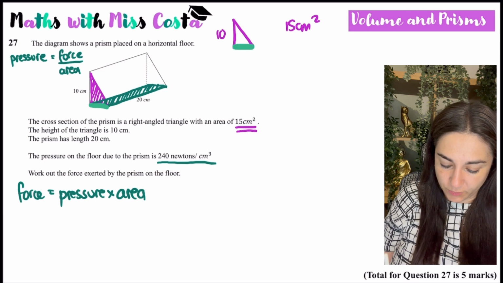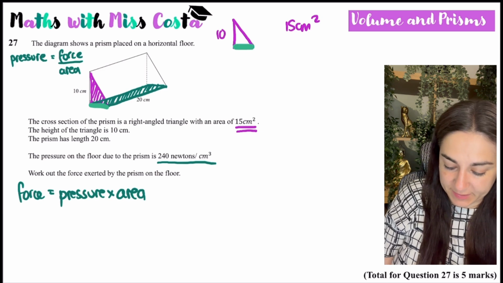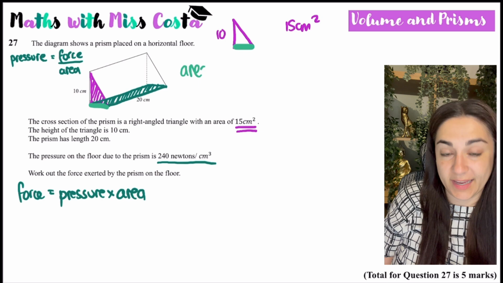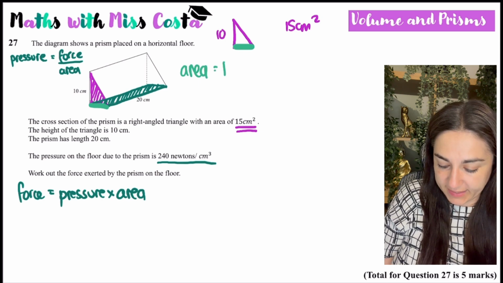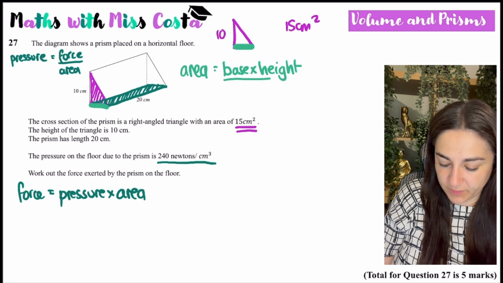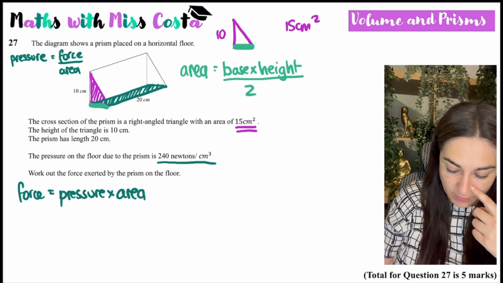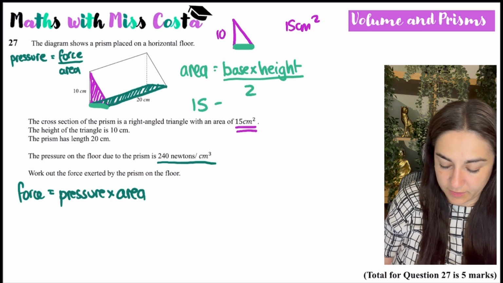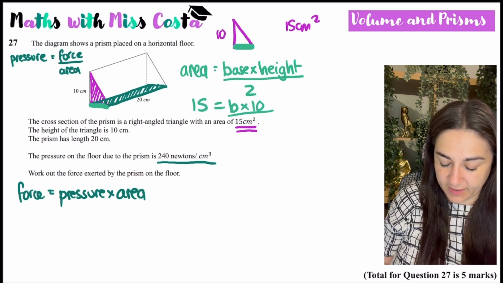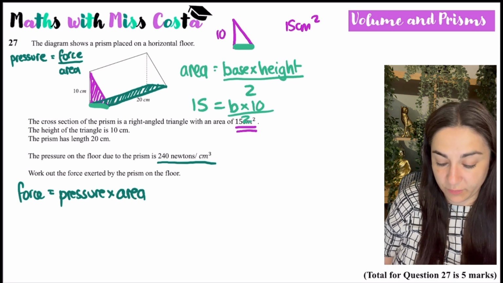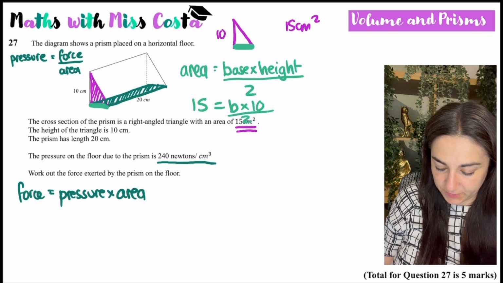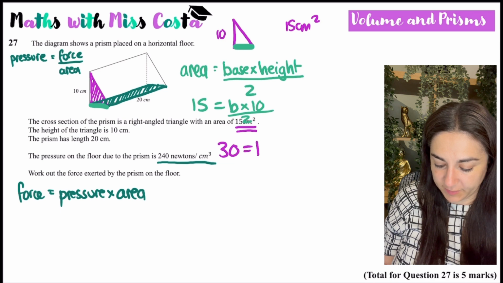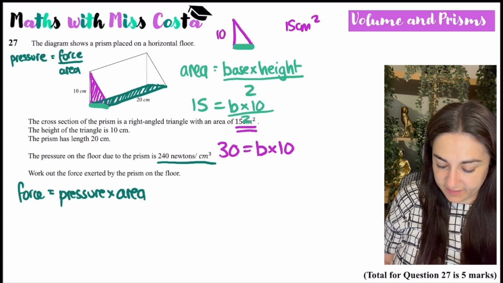So I've got this triangle and I know its area is 15 centimeters squared. I know that the formula for the area of a triangle is base times height divided by 2. So I can substitute what I know. I know the area is 15. I know the base, well I don't, but I know the height is 10. And I know that you divide that by 2. So I can rearrange that. If I times both sides by 2, 30 must equal the base times 10. If I divide by 10, then 3 must equal the base.